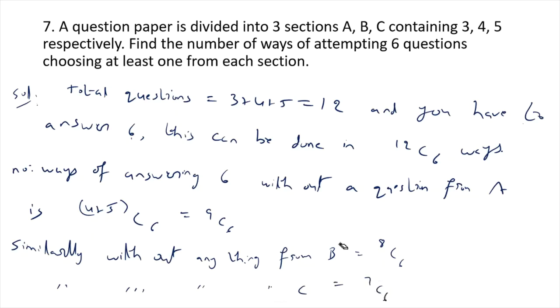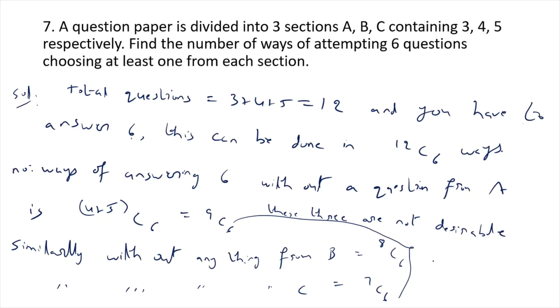So all these 3 choices are not desirable. Out of the total 12 choose 6, these 3 ways are not desirable. Therefore our answer is, so these 3 are not desirable.